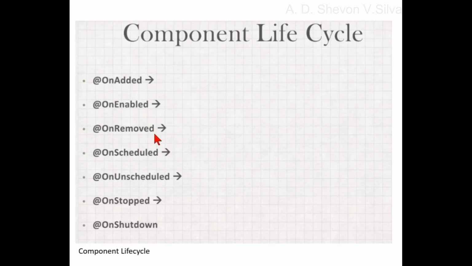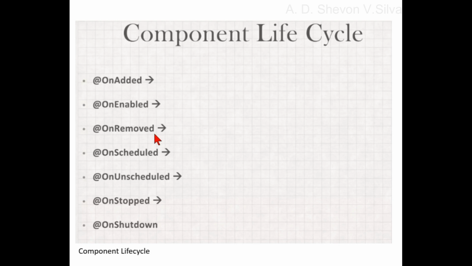@OnRemoved. The @OnRemoved annotation causes a method to be invoked before a component is removed from the flow. This allows resources to be cleaned up before removing a component. A method with this annotation must take 0 arguments. If a method with this annotation throws an exception, the component will still be removed.